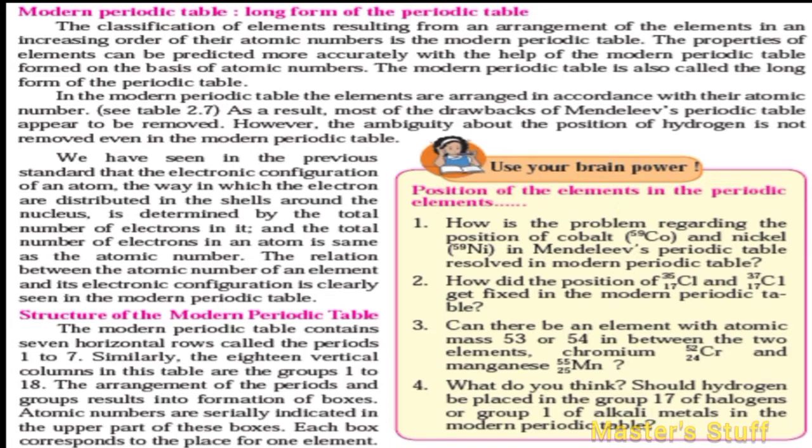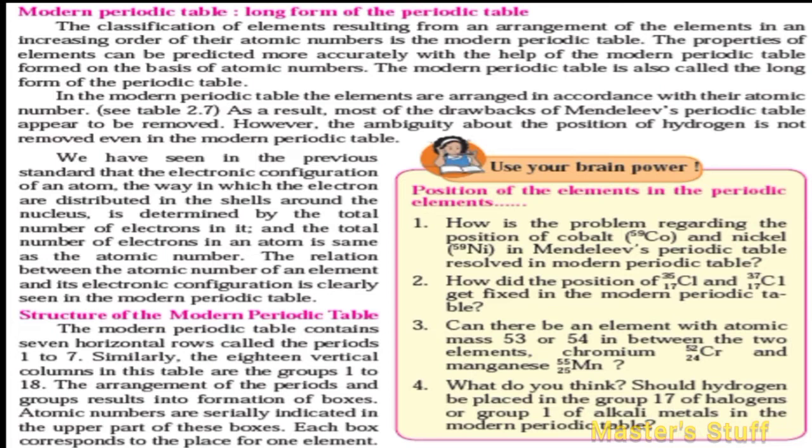However, the confusion regarding the position of hydrogen, that is whether it should be placed with the halogens or the alkali metals, was still constant. In the last standard, we had studied about the electronic configuration of an atom, how electrons are distributed in the shells, and the relation between the electron and the number of atom. This relation was easy to understand with the help of the modern periodic table.